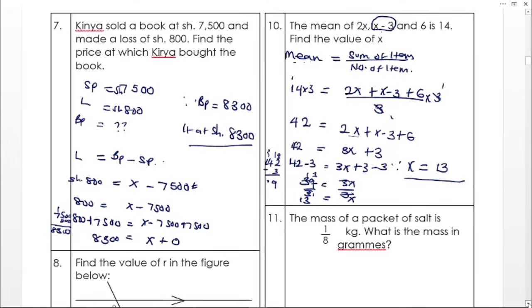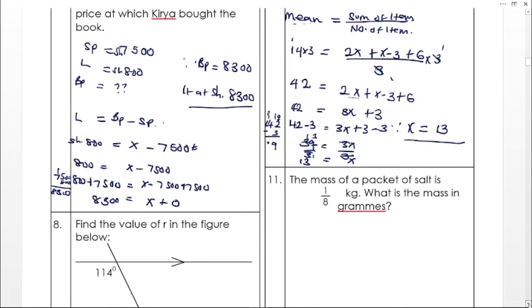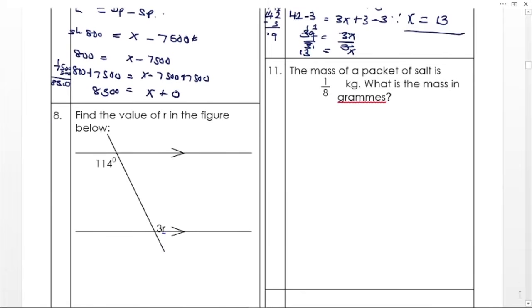All right, now good of you. Let us now see this other question here. This other question says the mass of a packet of salt is 1/8 kilogram. What is the mass in grams? We know that 1 kilogram amounts to 1,000 grams. How about 1/8 kilogram? This is going to be 1/8 kilogram divided by 1 kilogram times 1,000 grams.